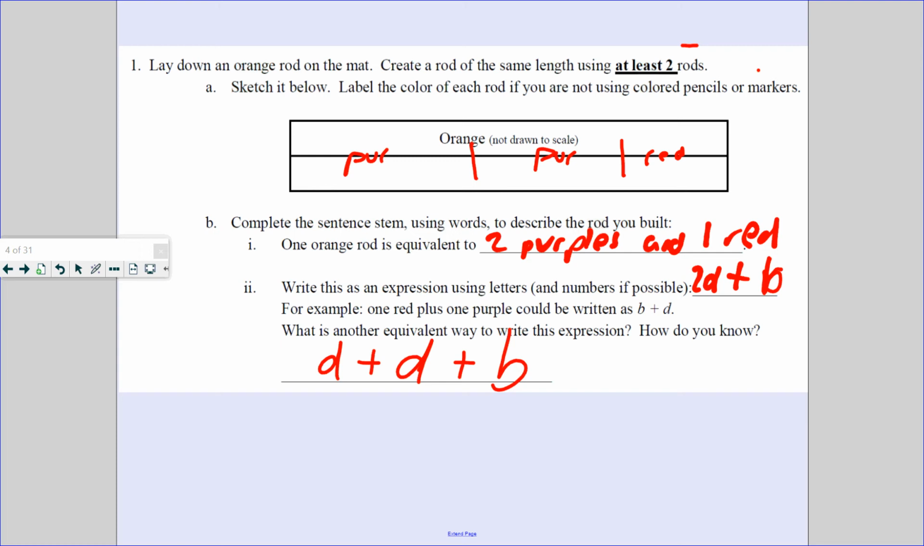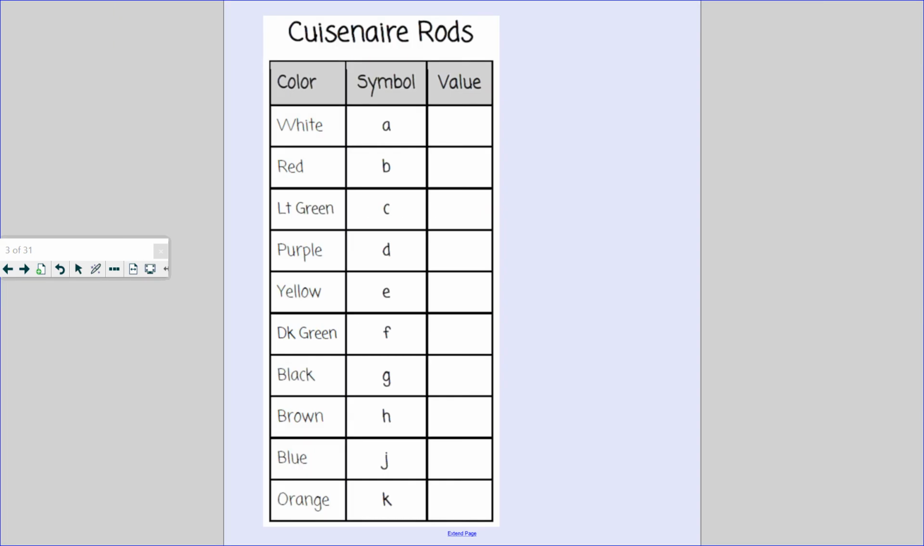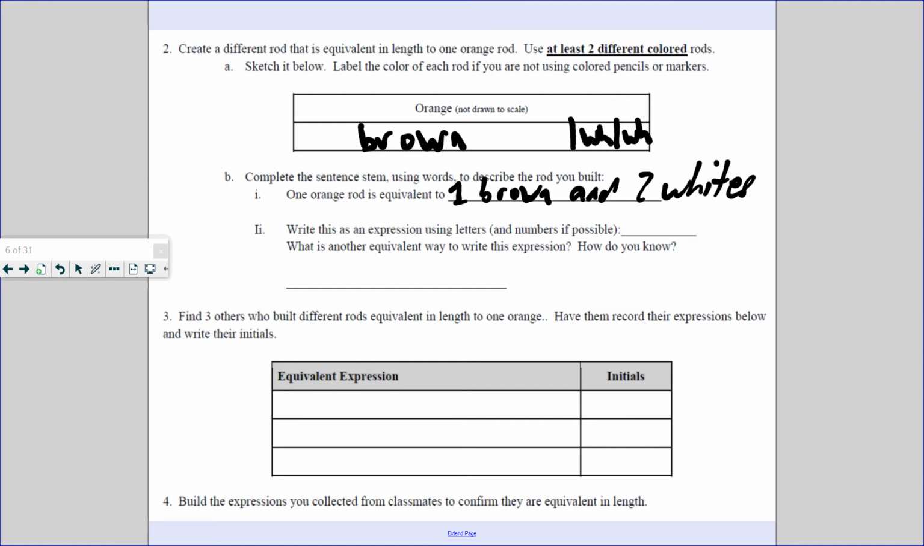So what are the letters? So brown is, and whites. Brown is H, whites are A. So I have 1 brown, H, plus 2 whites, A plus A.